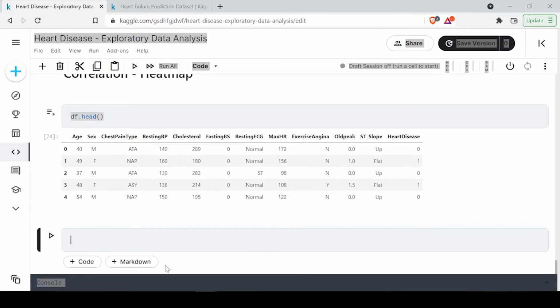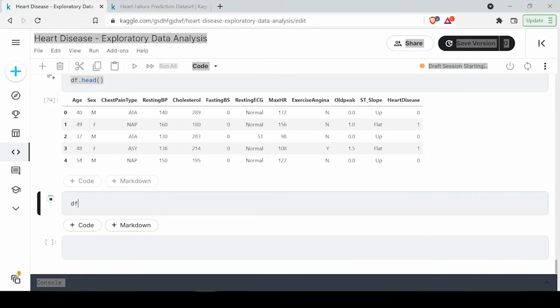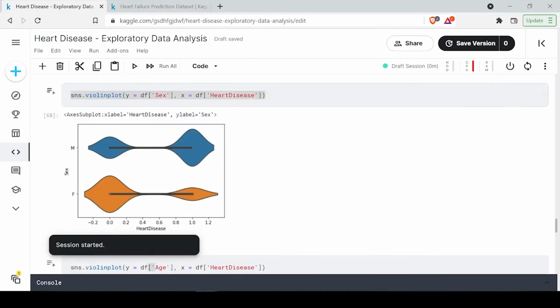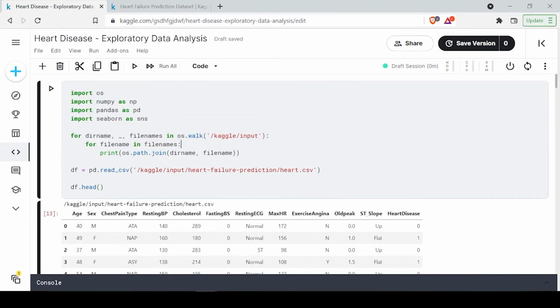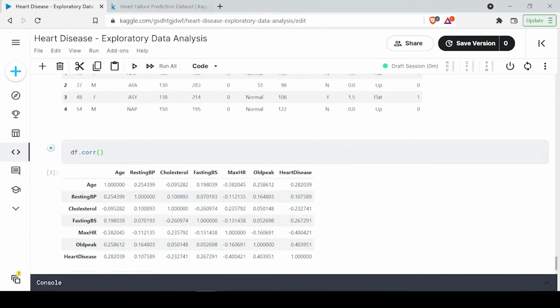So let's suppose df is my main data frame. What can I do to define the correlation? Now the session is starting, it might be restarting, so it might take a couple of seconds. To find the correlation between multiple columns, we are going to use something called corr. Corr will give you the correlation. Now it says name is not defined because first of all I need to run the code again. Once the data frame is there, I can execute it.